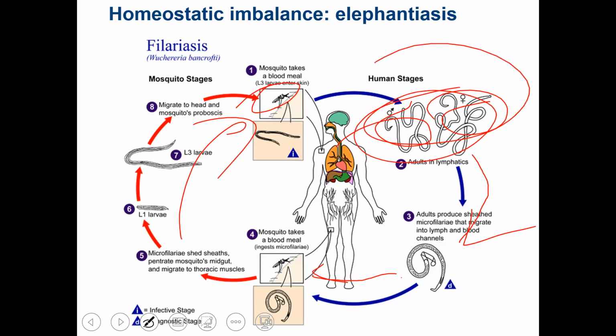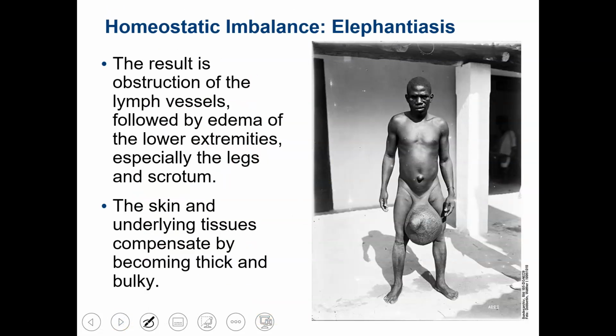Now, these in the lymphatics will begin to block vessels. So we have edema, especially the lower extremities, most notable in the legs and in the scrotum. Like I said, as that fluid accumulates, the skin and the other tissues are going to try to compensate that bulk by becoming thicker. Scar tissue develops. Surgery may be necessary to treat it, although not always super successful in treating the underlying cause.